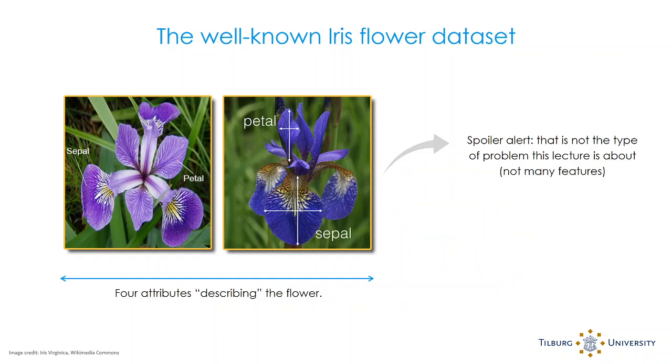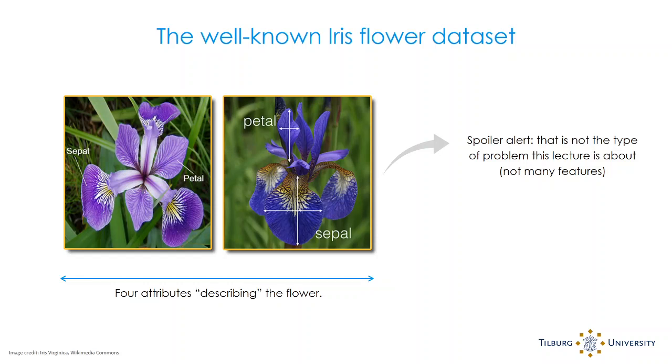However, each type of flower is described by four attributes. So here we have the petal and we have the sepal, and in those flowers, we use the petal length and the sepal length in order to describe the flower. Okay, so we have three decision classes and we have four attributes describing the flowers.